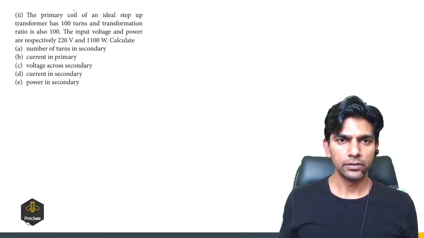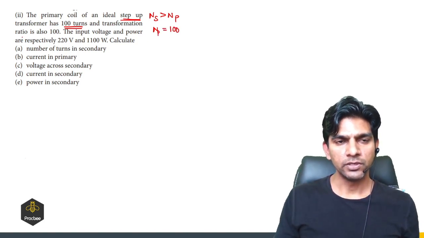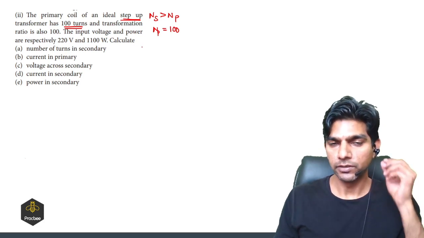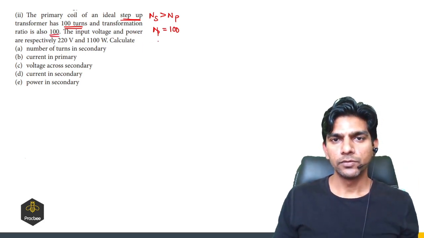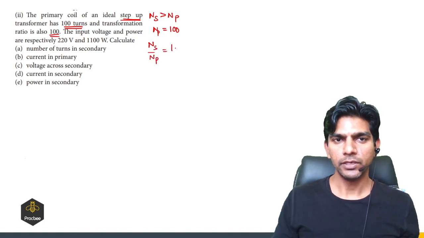The primary coil of an ideal step-up transformer. So we have a step-up transformer, which means the number of turns in the secondary will be greater than the number of turns in the primary. The primary coil has 100 turns, so NP is given as 100. And the transformer ratio is 100. So in this case NS is greater than NP. So we can say NS by NP will be 100, so we can find NS to be 10,000.